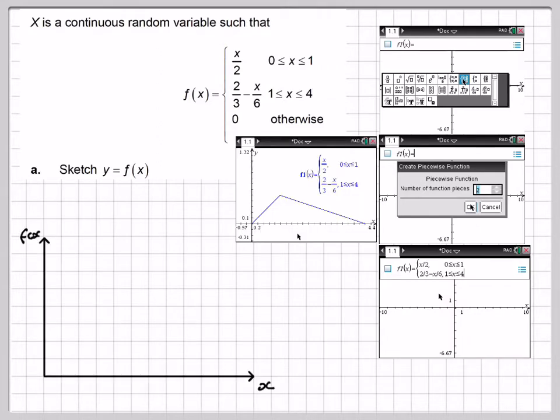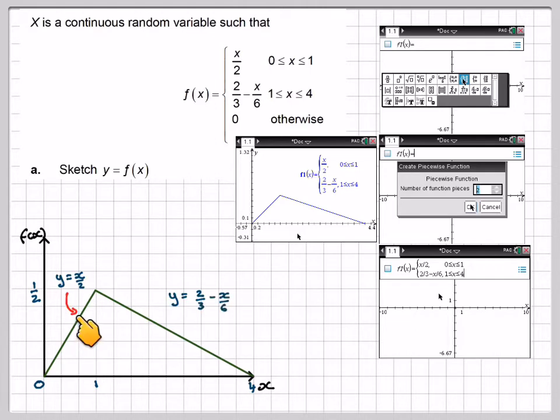And then you draw a set of axes quite large, label them x and f of x. You need to mark on 0, 1, 4 and a half, and then draw the bits of the graph on, and perhaps label each part. So this is y is x over 2, this is y is 2/3 minus x over 6.